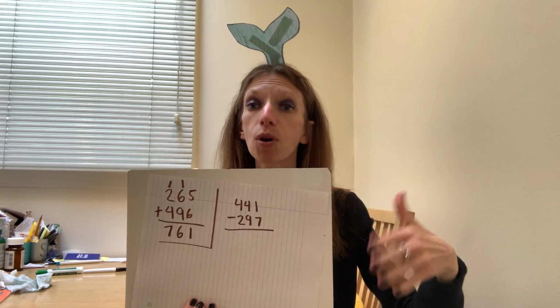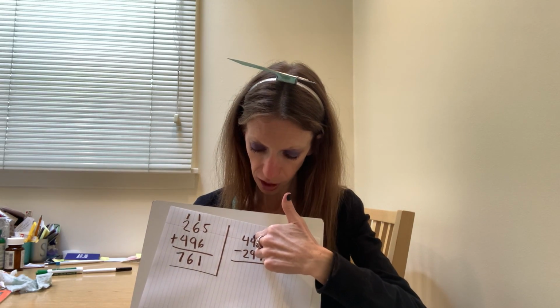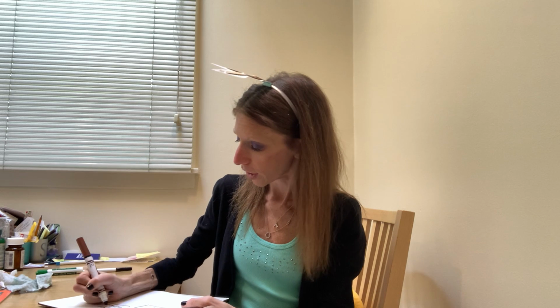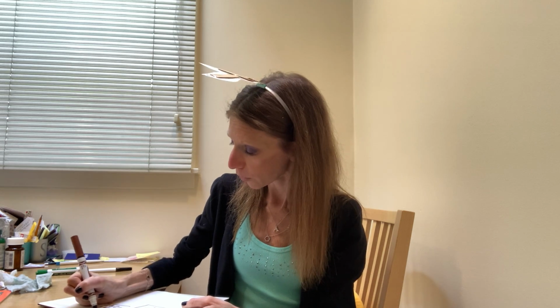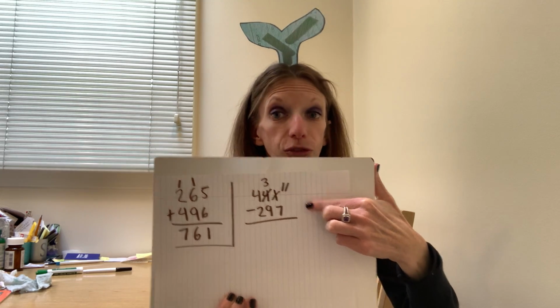So what do we need to do? Regroup. So you go to the tens column, you regroup. So we're taking a 10 away, so the 4 becomes a 3, the 1 becomes an 11 because we're putting more value into that ones column. Now we can subtract. 11 minus 7 is 4.